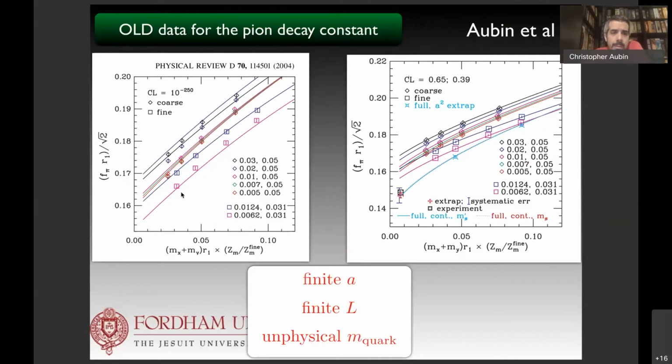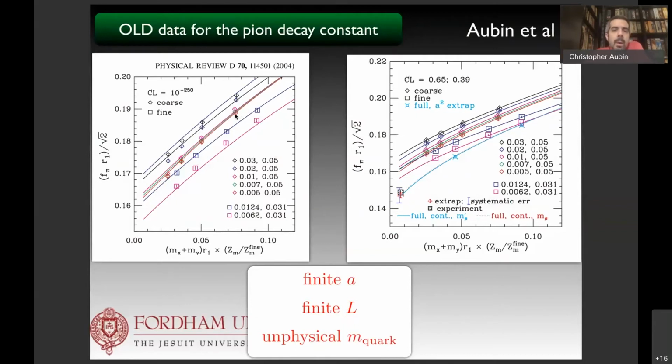Again, the data points are shown. There are squares and diamonds. The squares are at a finer lattice spacing. I think these are at 0.09 Fermi. The diamonds are at a 0.12 Fermi lattice spacing.